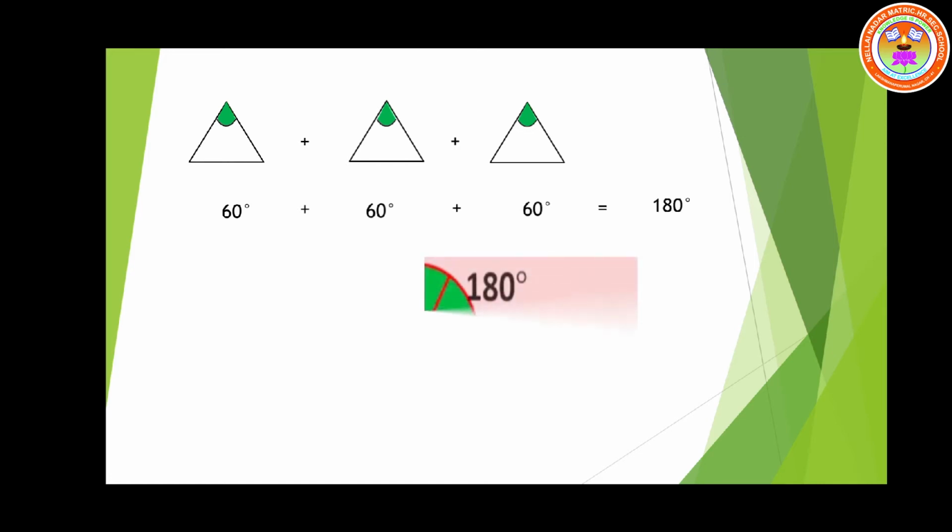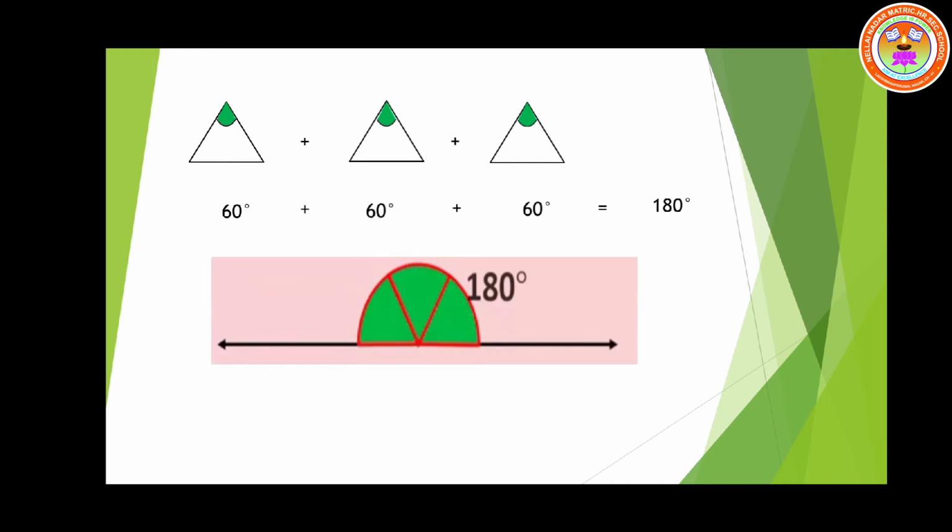Next I'm going to add the third angle. There are three angles in a triangle, so I've added all three. So what is the measure of the first angle? 60 plus the other angle 60 plus the other angle 60. Adding 60 plus 60 plus 60 is equal to how much? 180 degrees. This 180 degrees, just now we recalled the types of angles.